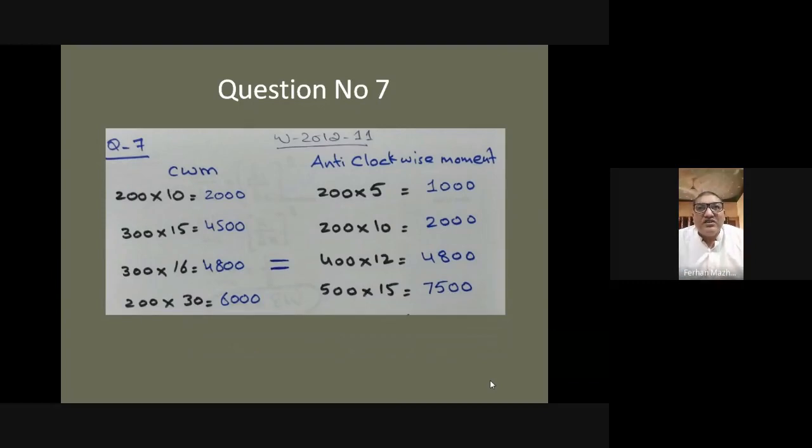So in that option, it will be balanced where the clockwise moment and the anti-clockwise moment are equal to each other. And you can see this happened in the third option, the C option, where the moment came out to be 4800 and 4800. So the clockwise and anti-clockwise moments are equal. In the A, B, and D options, the clockwise and anti-clockwise moments are not equal to each other. That's why the rod will not be balanced. It will be balanced only in option C.